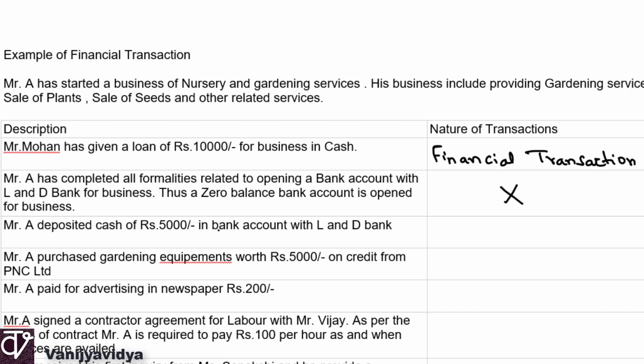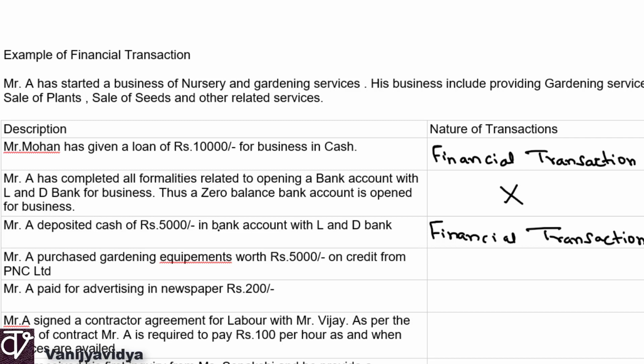Third, Mr. A deposited cash of rupees 5,000 in the bank account with L&D Bank. Now if you see, Mr. A has deposited cash of rupees 5,000. So there is an obligation to deposit cash in the bank account with the L&D Bank. So it needs to be recorded in the books of accounts. So this is a financial transaction.